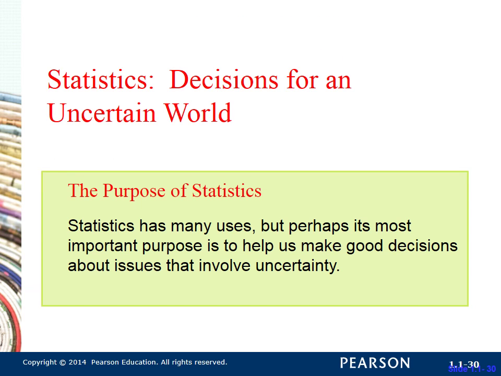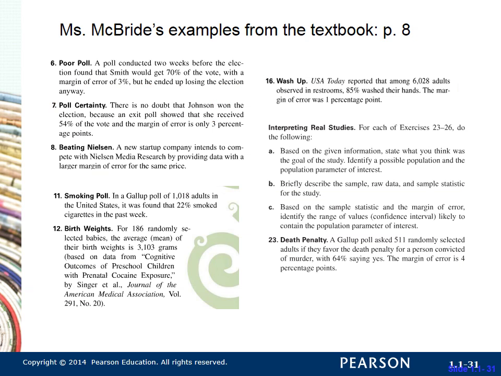So again, decisions, the purpose to me, the words are data-driven decisions. Statistics has many uses, but perhaps its most important is to help us to make good decisions about issues that involve uncertainty. Now again, in and of itself, statistics are uncertain. The best we can do is try to get a good sample using a good method and make good inferences. If we have a bad sample, you never know, or a biased sample. These are things we're going to talk about in the next few sections.